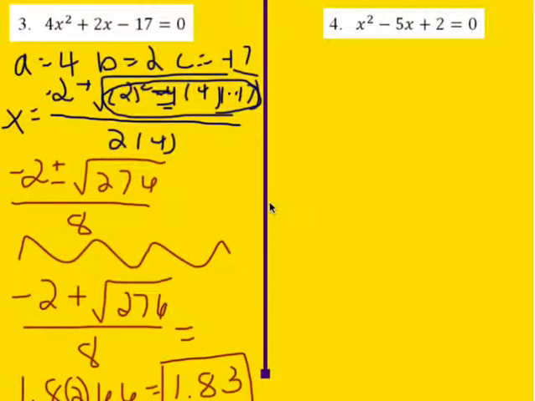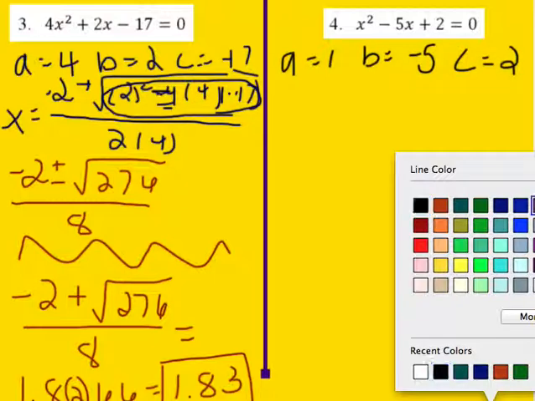4 and 5. So let's take a look at 4. There's no coefficient with the squared term, so that coefficient is going to be 1. So my A is equal to 1, my B is equal to -5, and my C is equal to 2. So now I'm ready to calculate out the quadratic formula.